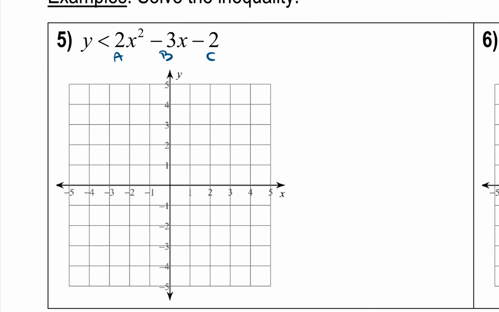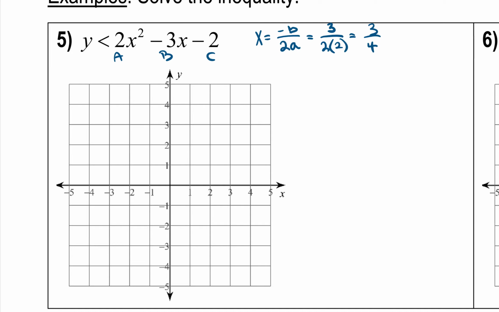To find the vertex, we have to find x and y for the vertex. So that takes us to x equals -b over 2a. So we've done this before, it's just been a while. So -b, or I just take b and flip the sign. So since b is -3, -b is 3, and then 2 times a is 4. That gives me 3 over 4. So I know x is 3/4. Now to find y for the vertex, I plug that in and solve for y.